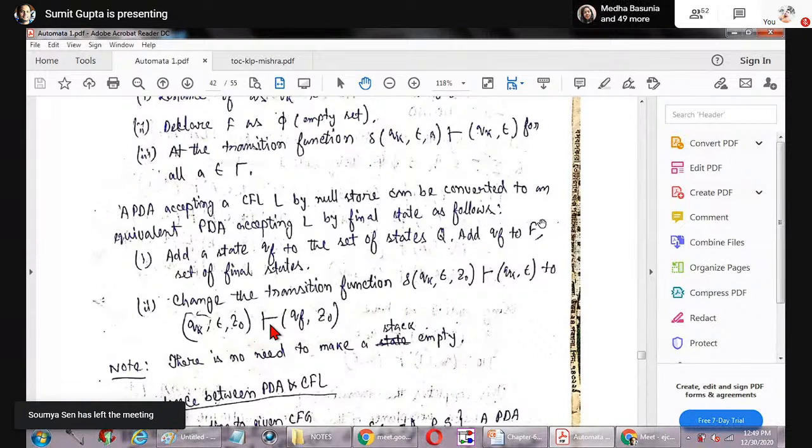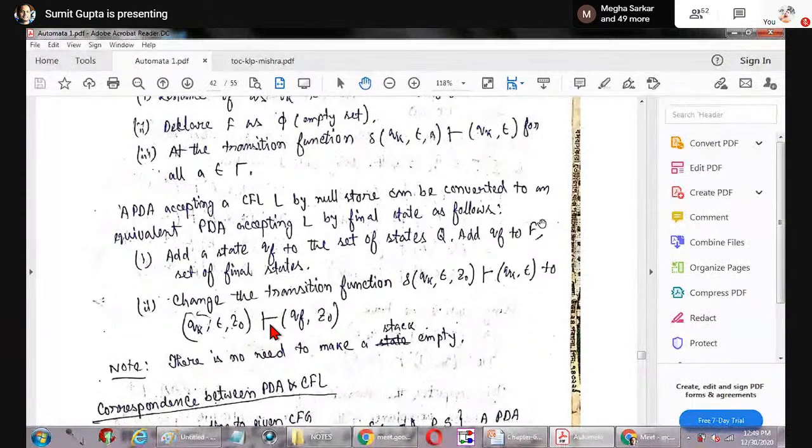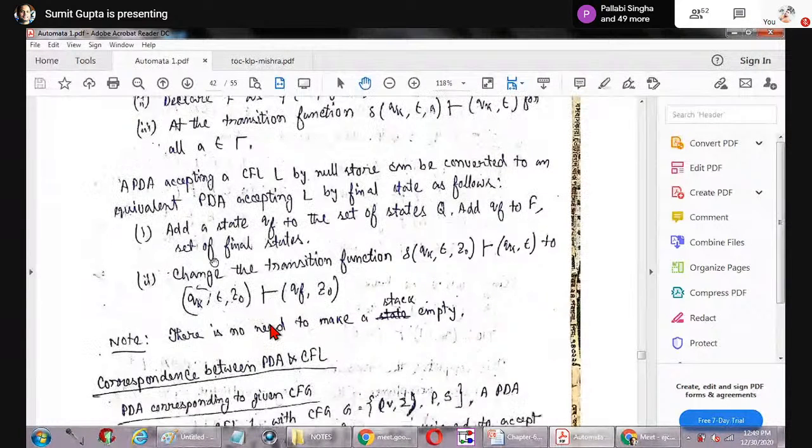Yes or no? করতে হবে না? মানে আমরা নাল স্টোর কনসেপ্টে ছিলাম, নাও উই আর ট্রাইং টু কনভার্ট ইট ইনটু ফাইনাল স্টেট, সো ফর ডুইং দ্যাট we are incorporating a new state and we are naming it QF, because F means final and that entry has to be done in the capital F also, that we are doing, adding QF to F. Next, and we will change the transition function.